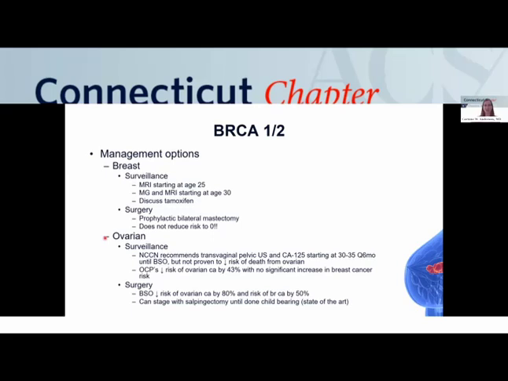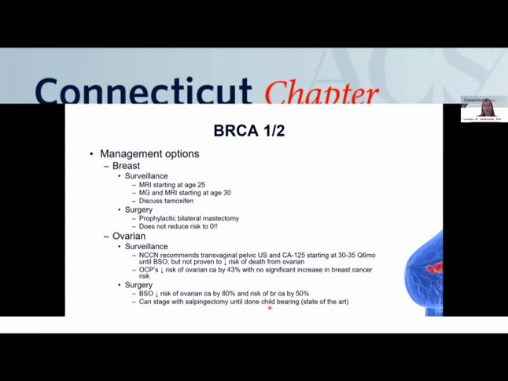From an ovarian cancer standpoint, we do also discuss surveillance. You can do transvaginal pelvic ultrasounds as well as CA-125 blood levels. But these studies, unfortunately, have never proven to decrease the risk of death from ovarian cancer. OCPs do decrease risk of ovarian cancer by over 40%, and these do not significantly increase the risk of breast cancer, so we want these patients on oral contraceptive pills. And then for ovarian cancer, surgery is also an option, a BSO, to decrease that risk of ovarian cancer by 80%. Removing the ovaries also decreases the risk of breast cancer by about 50% because you are decreasing the estrogen so significantly.